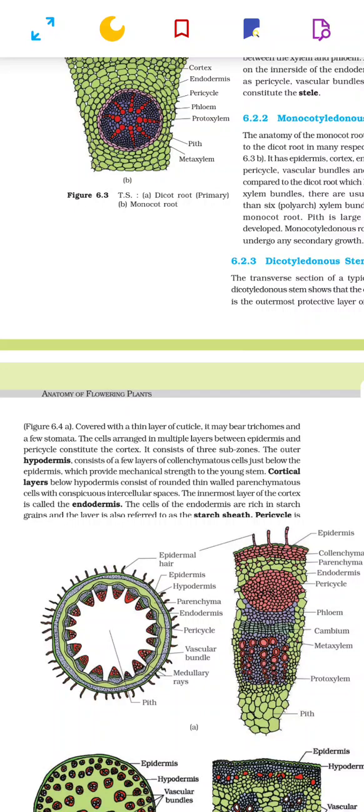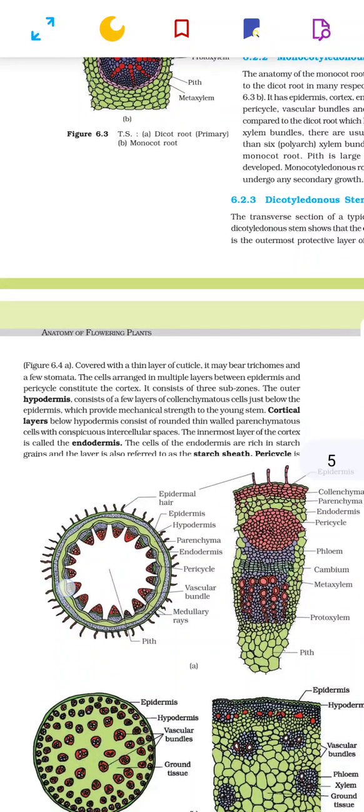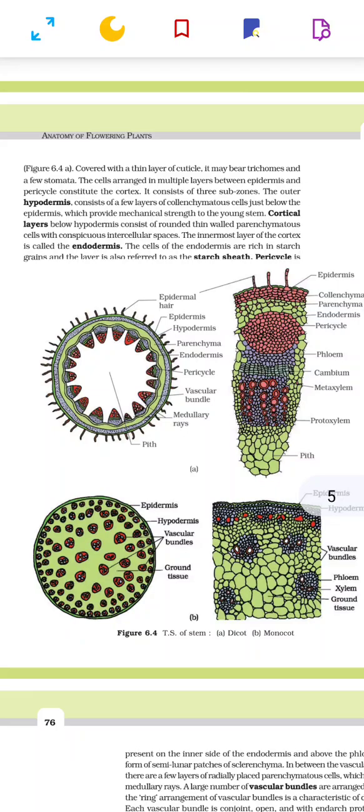The outer hypodermis consists of a few layers of sclerenchymatous cells just below the epidermis, which provide mechanical strength to the young stem. Cortical layers below the hypodermis consist of rounded thin-walled parenchymatous cells with conspicuous intercellular spaces. The innermost layer of the cortex is called the endodermis. The cells of the endodermis are rich in starch grains, and the layer is also referred to as the starch sheath.